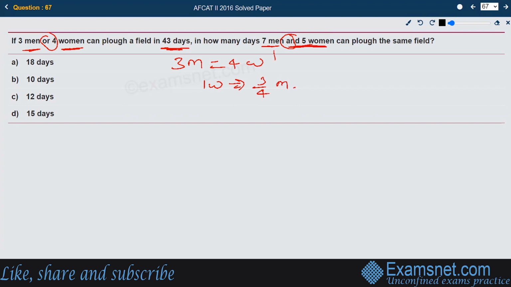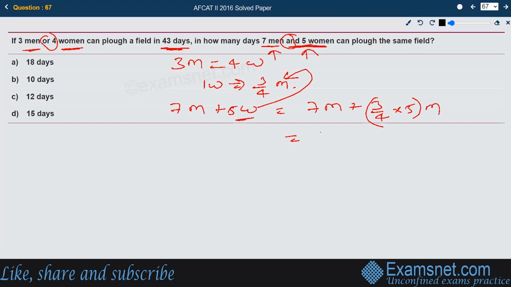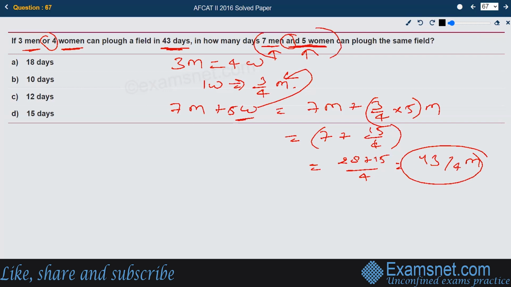In the later part of the question, he has said 7 men and 5 women. So we'll convert both units into just men. So 7 men plus 5 women, we can take as 7 men as it is plus 5 women converted into man's efficiency. See, 1 woman is equivalent to 3 by 4 of a man, then 5 women will be equivalent to 3 by 4 into 5 of a man. If we simplify this further, this is 7 plus 15 by 4. Taking the LCM as 4, it is 28 plus 15, that is 43 by 4 men. So 7 men and 5 women are actually equivalent to 43 by 4 men.